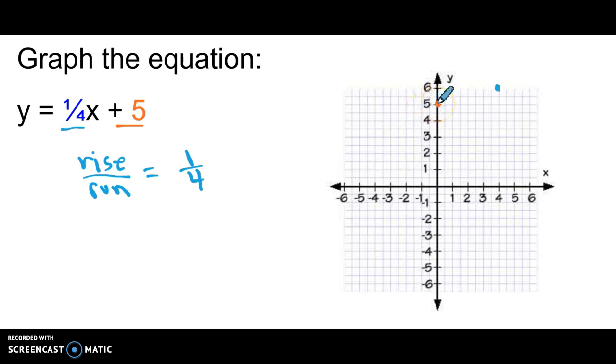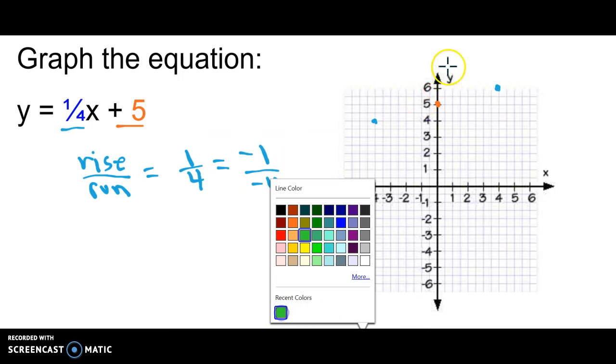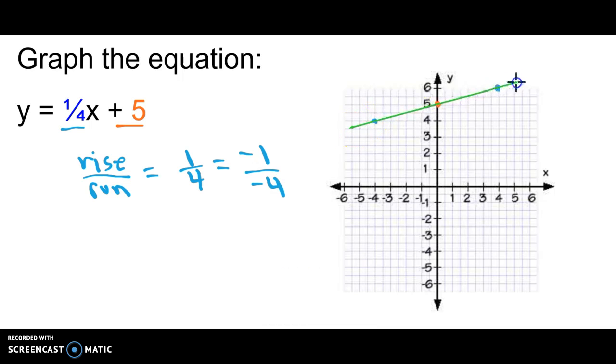So then I can come back to this 5 and I can count down 1, but this time I can go to the left 4 and end up right here. And that's because positive 1 over 4 is the same thing as negative 1 over negative 4. They both are the same fraction. So then you can see now we have this nice line here. And then you can just connect those dots with a straight line, with a line tool. So then I'm just going to connect those dots with a line.